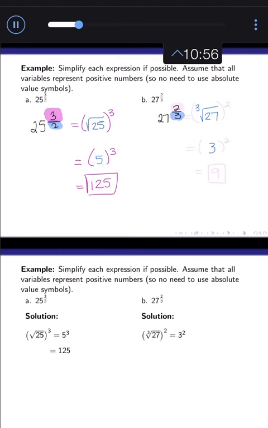But we can't forget about the 2 that was on top of our fraction. That means that we have to square whatever it is that we're getting out. So at the end here, we have to square that 3 we got out, which is going to give us a 9.